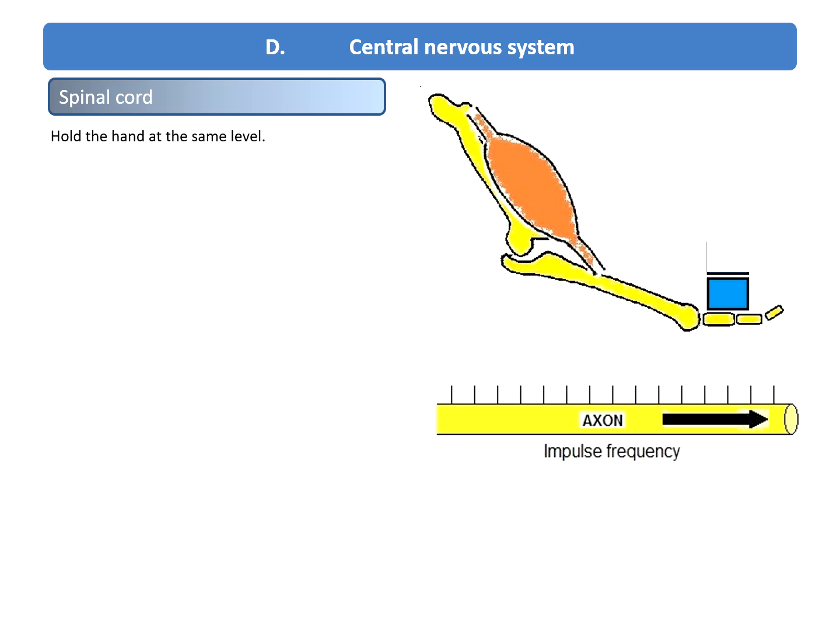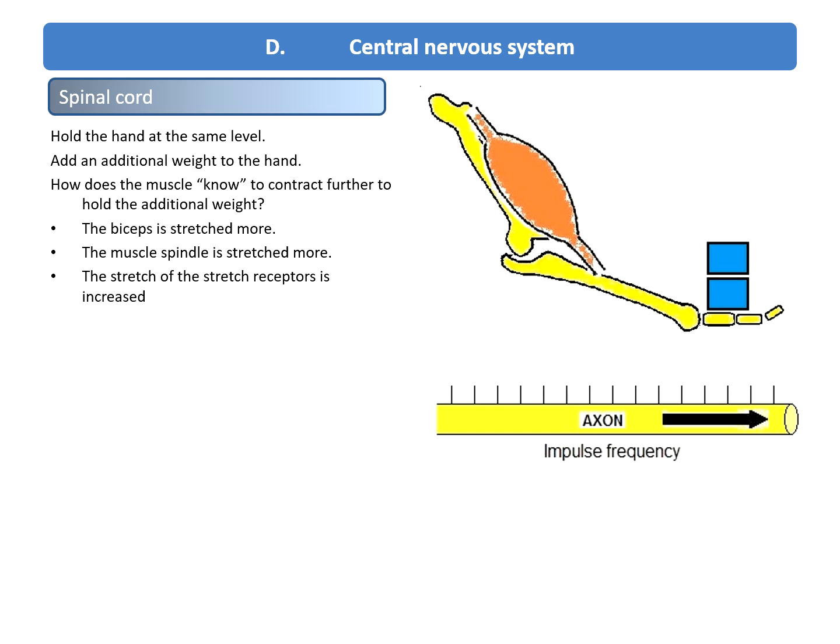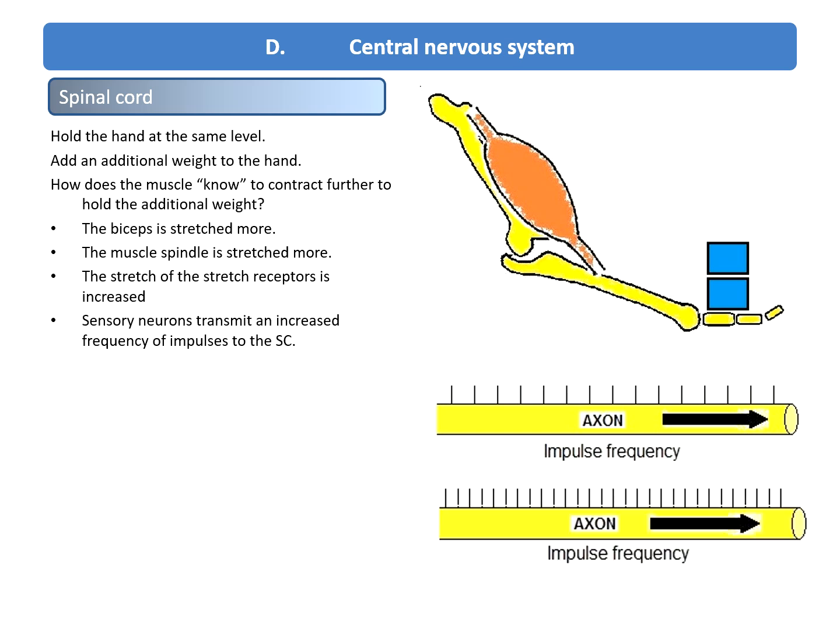Hold the hand at the same level. Add an additional weight to the hand. How does the muscle know to contract further to hold the additional weight? The biceps is stretched more. The muscle spindle is stretched more. The stretch of the stretch receptor is increased.